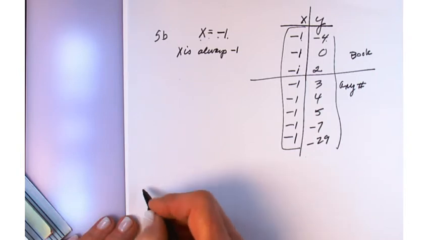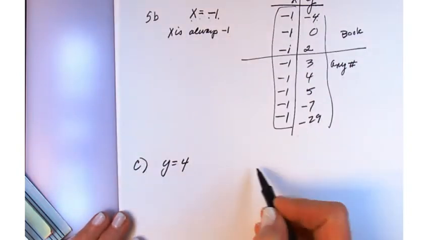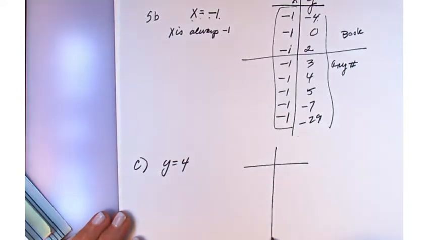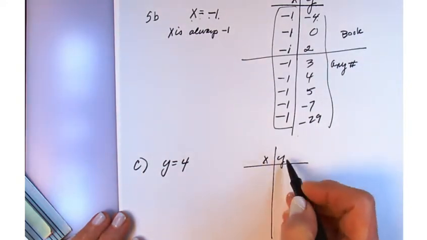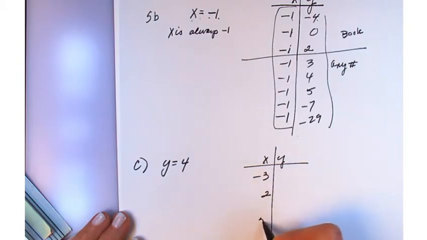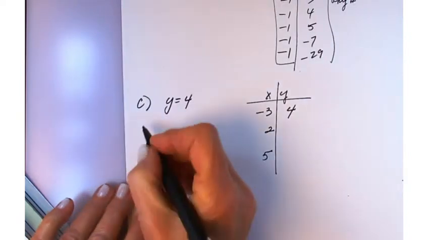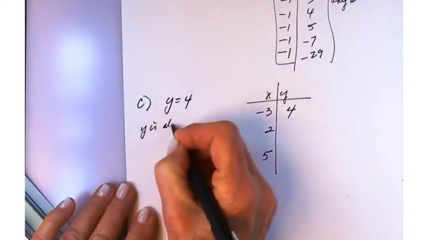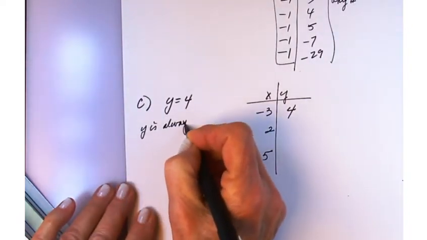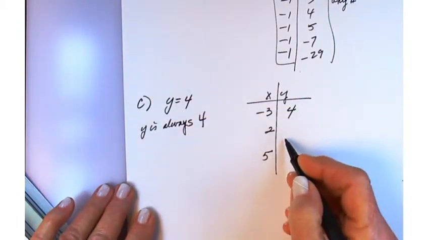And then C is similar, y equal to 4. I'm looking at my t-chart, x and y, and I have minus 3, 2, and 5. And I'm given one value over here. So look at what this says. It says y is always 4. So I don't need to do anything else.